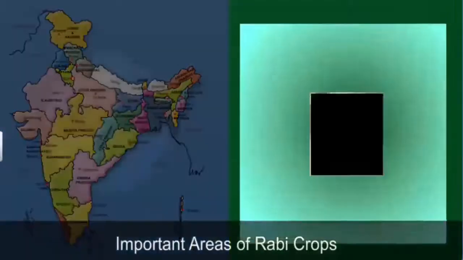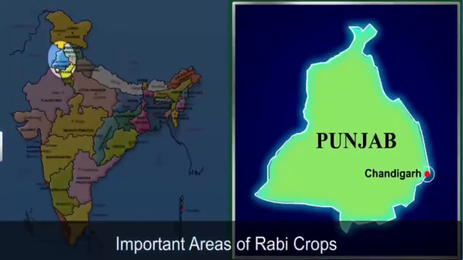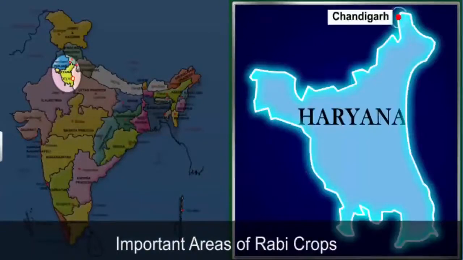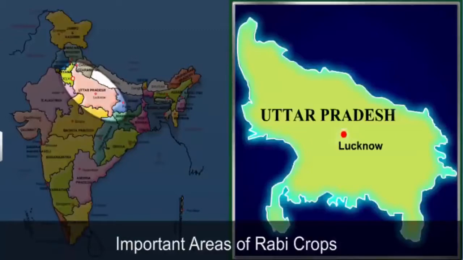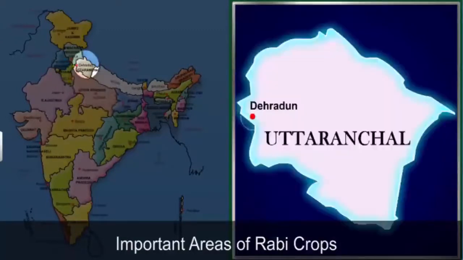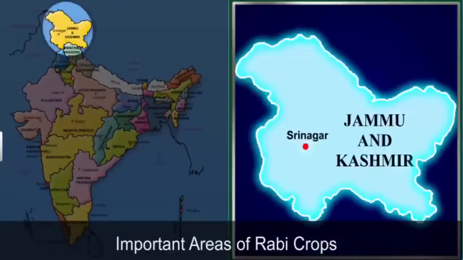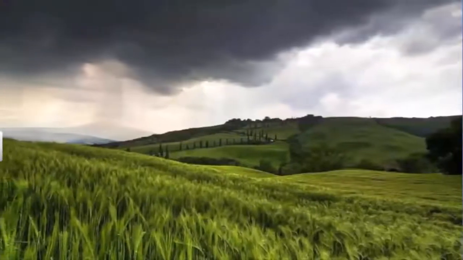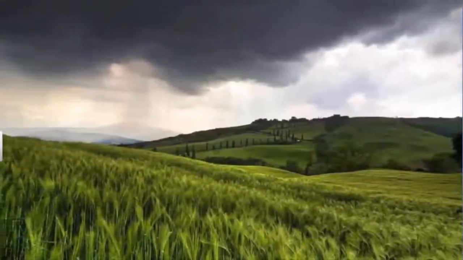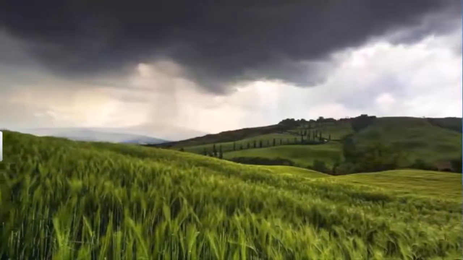The important areas of Rabi crops are Punjab, Haryana, Uttar Pradesh, Uttaranchal, Himachal Pradesh and Jammu and Kashmir. The success of Rabi crops in these states depends on rainfall in the winter season caused by western temperate cyclones.